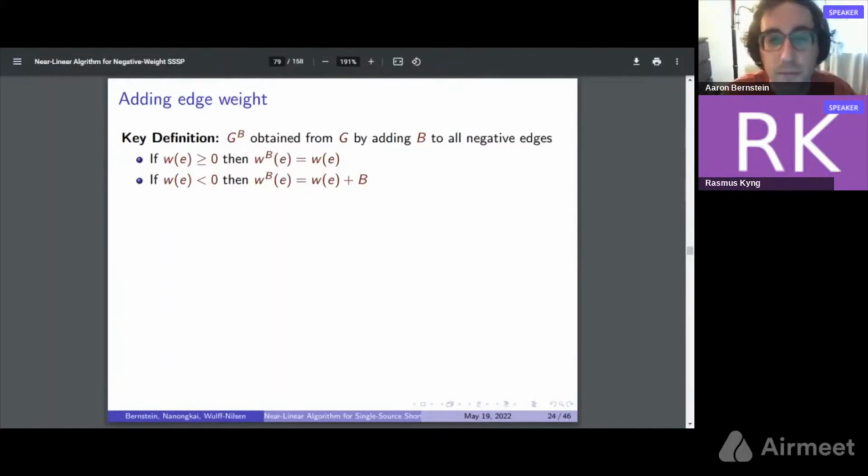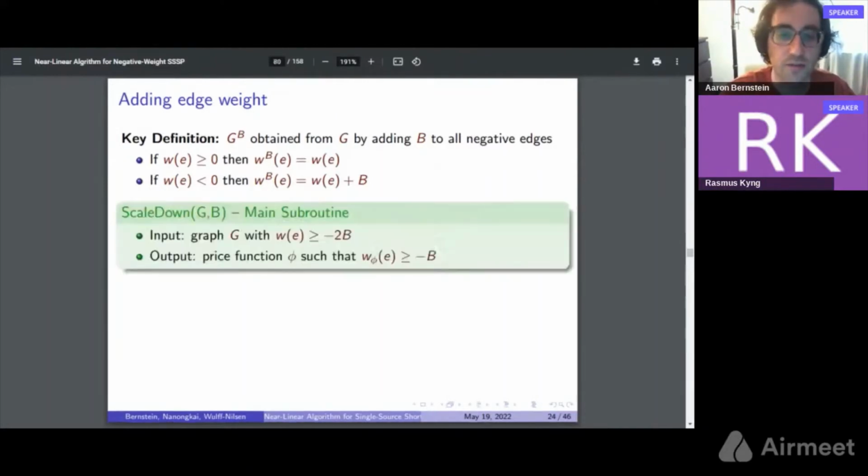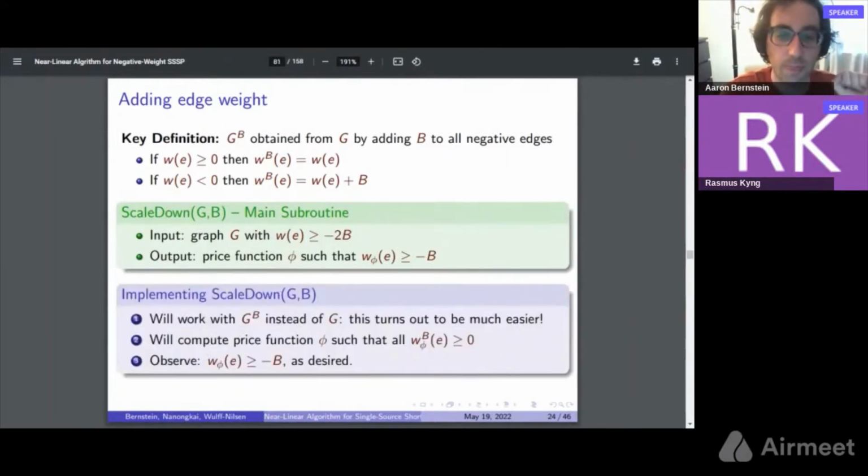So it might not be immediately intuitive why this is useful, but we'll see that this is a useful graph to work with. So okay, recall that this is what we want. We want this scaling subroutine. And here is at a very high level how we're going to do it.